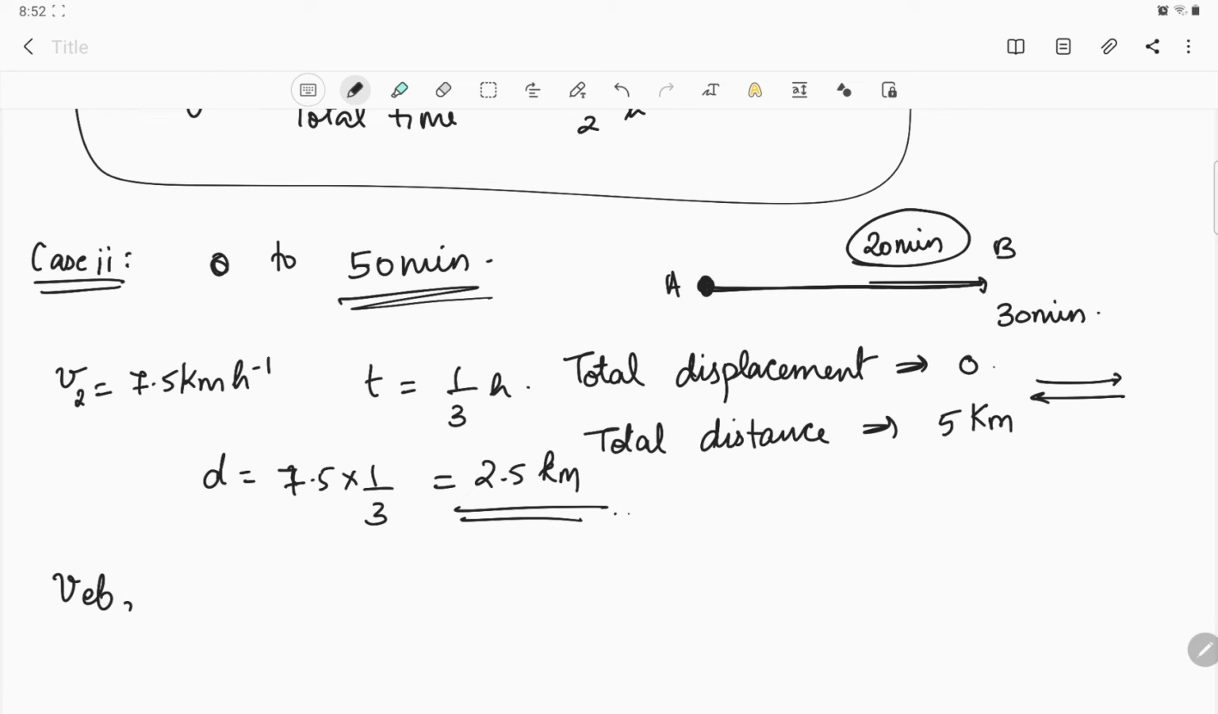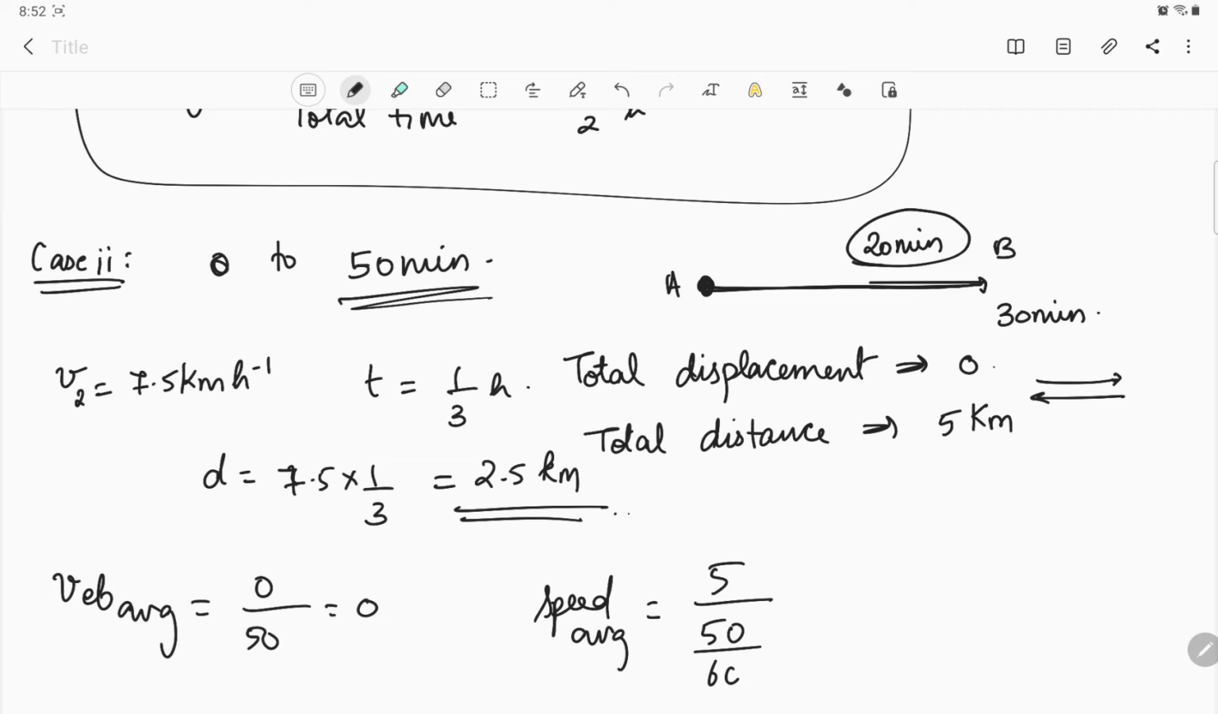Therefore average velocity is going to be 0 by 50 minutes, which is nothing but 0, and average speed is going to be 5 kilometers divided by 50 minutes. So I'll convert 50 minutes into hours. So I'll be getting 6 kilometer per hour. Right. So this is the average speed and average velocity.